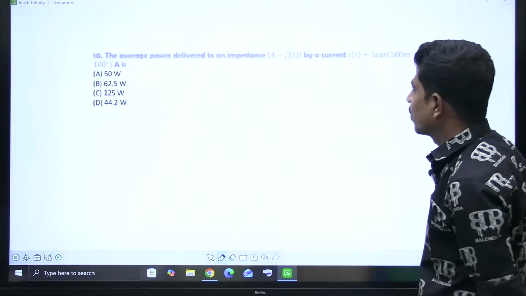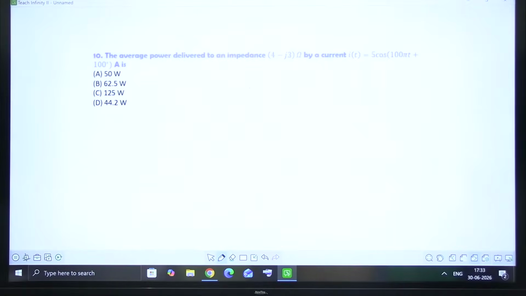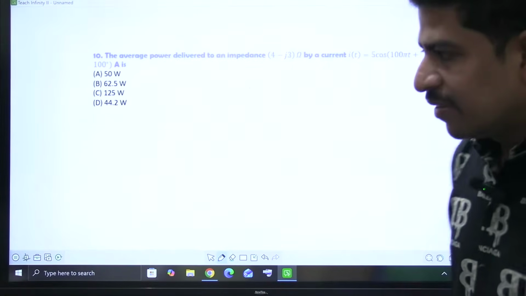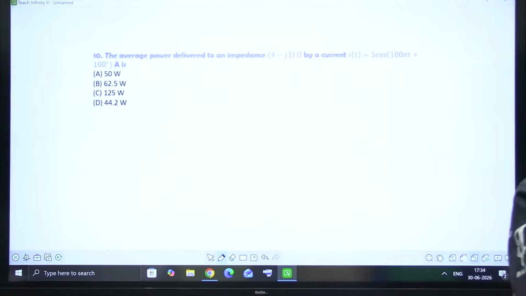I hate calculations. Okay. Now this next question, people may feel difficulty in doing it, but that is a damn easy question. I am expecting an answer within 30 seconds. If you are taking more than 30 seconds for this question, check your fundamentals, whether you are good at fundamentals or not. Okay. The average power delivered to an impedance 4 minus j3 ohms by a current of i of t equal to 5 cos 100 pi t plus 100 degrees amperes is.